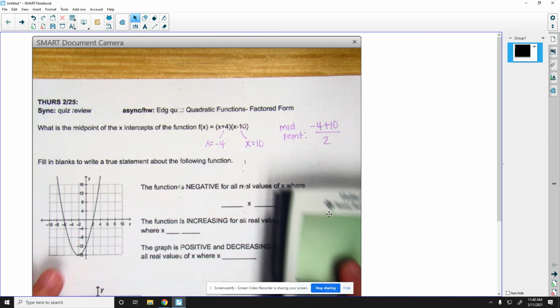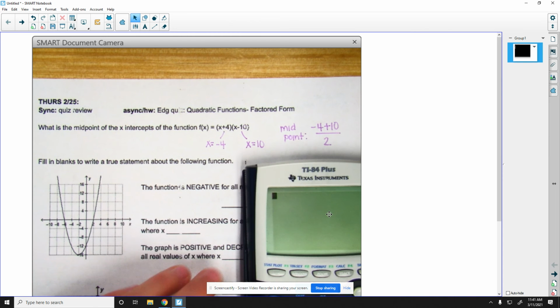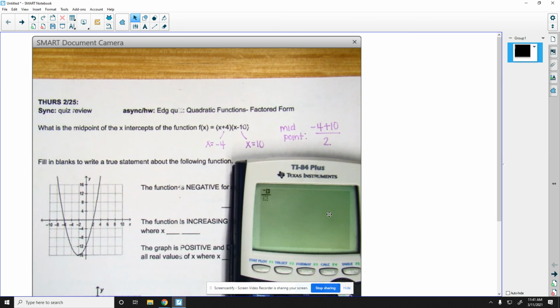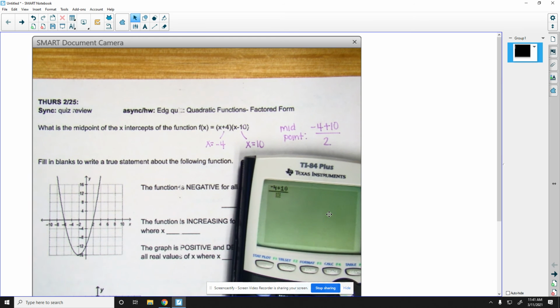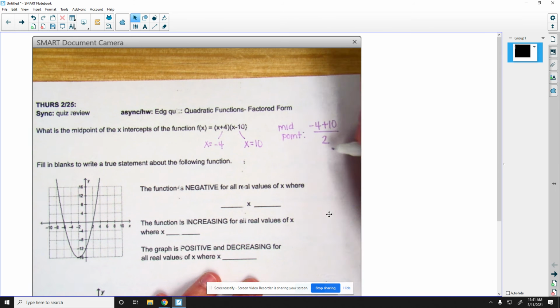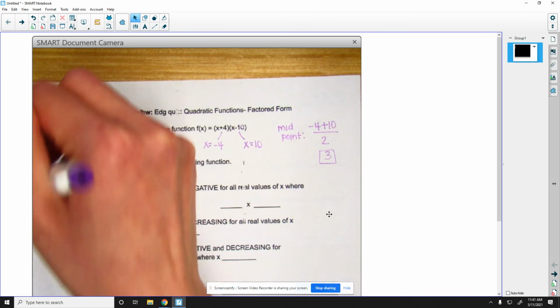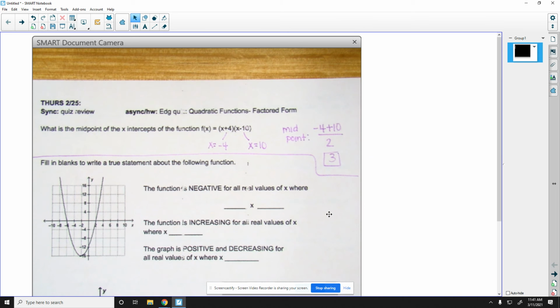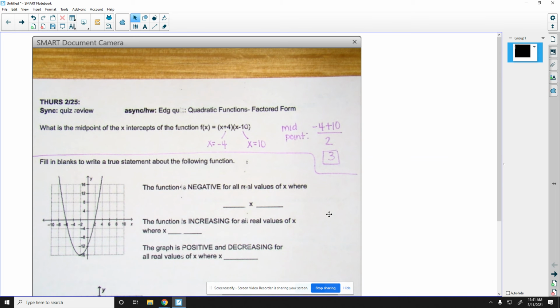If that is too much math for your brain right now because you are just tired, then just put it in your calculator. Alpha y equals, enter. -4 plus 10 on top, 2 on the bottom. Boom, 3 is my answer. So my midpoint is 3. That's all you're doing, okay, guys? When it says what's the midpoint of the x-intercepts, find the x-intercepts. In other words, solve for x, and then add them together and divide by 2.